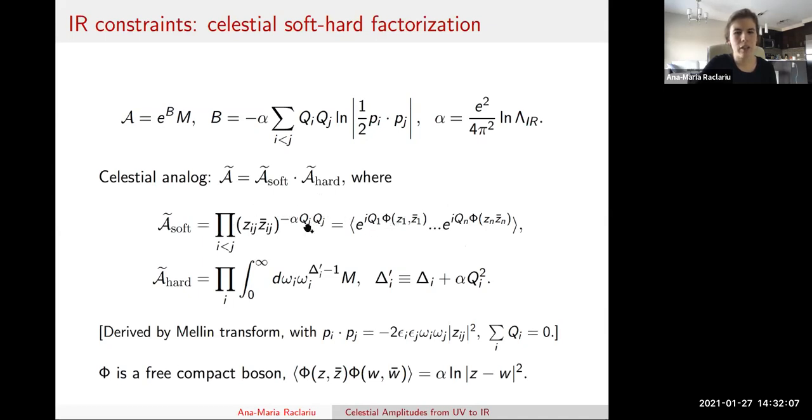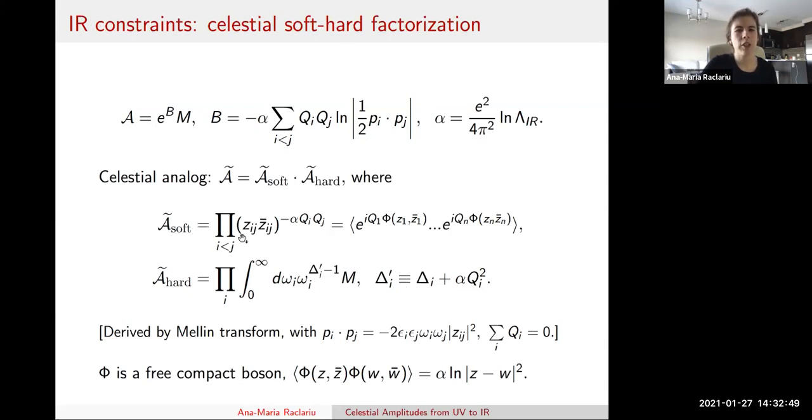So this is a standard thing. And here we find that this remains unchanged, but on the celestial sphere the hard part of the celestial amplitude now involves operators or asymptotic states with dimensions which are shifted by a term proportional to the cusp anomalous dimension. This is needed to ensure conformal invariance, SL2C invariance, of this A tilde, the full celestial amplitude.